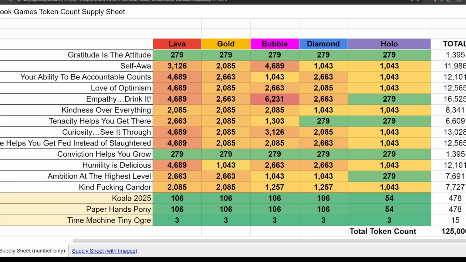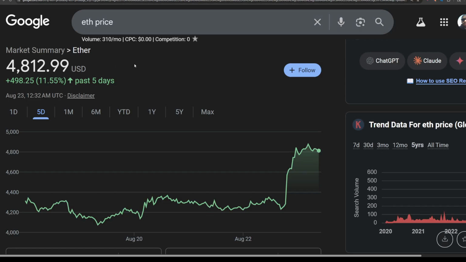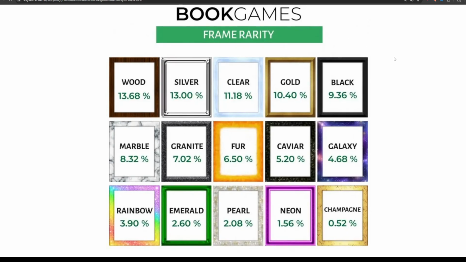But that's not what this entry is about. This entry is about burning this into your mind, the BookGames token count supply sheet. It's about understanding where Ethereum is at today, $4,812.99. It's about internalizing BookGames frame rarity. What's going on there?